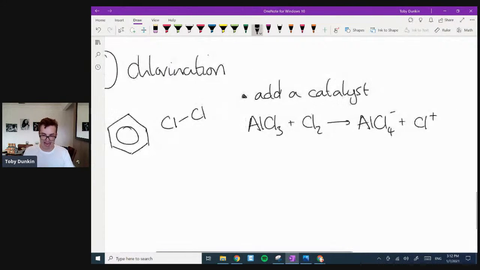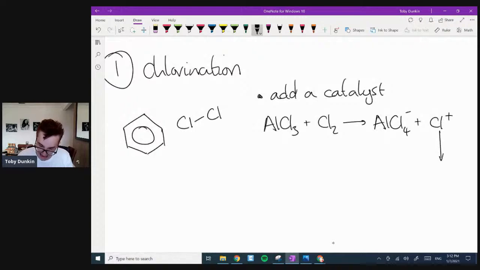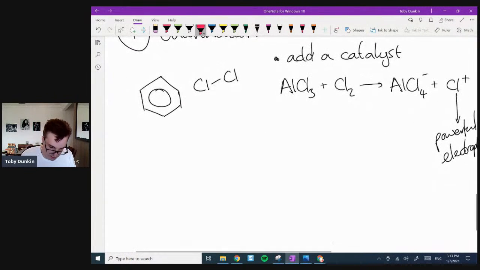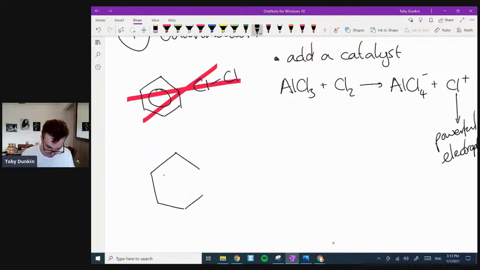Now, this is the catalyst reaction. And now we have a powerful electrophile. It's fully charged. Now we can do the reaction. That one doesn't happen, but this one does. Here's the mechanism for benzene. So I've now got Cl+ fully charged. The double bond, which is in the circle, the electron dense region, is going to hop to the chlorine.